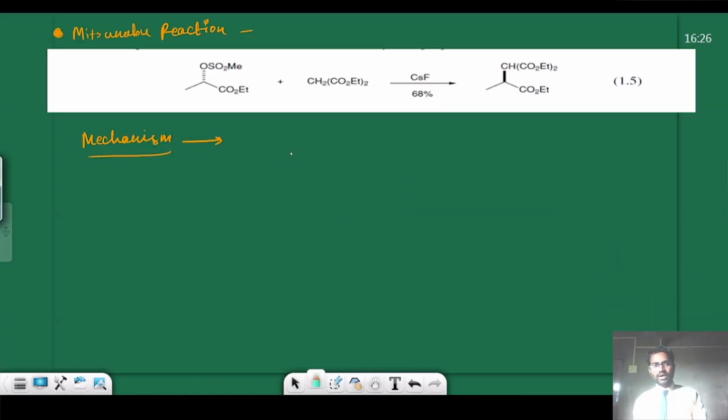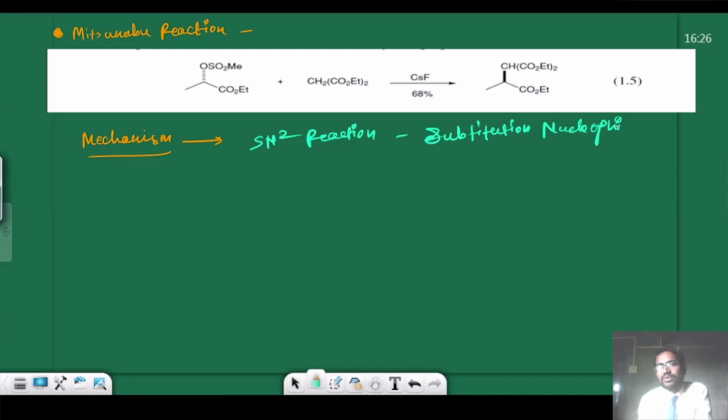Now here a new reaction is present, that is the Mitsunobu reaction, a reaction in which new carbon-carbon bond formation takes place. This is the SN2 reaction: substitution, nucleophilic, bimolecular, SN2 reaction.